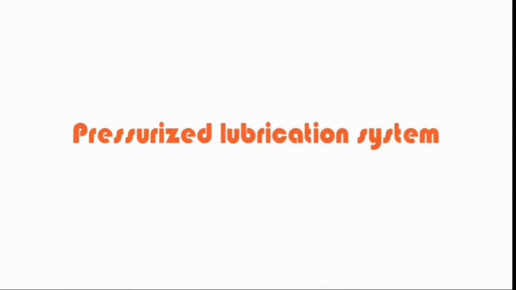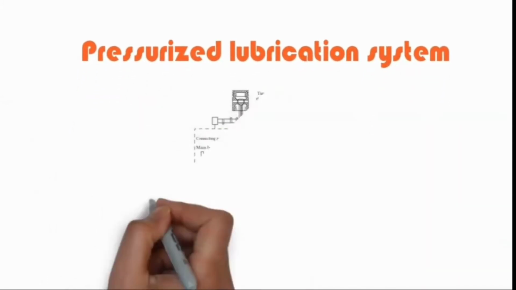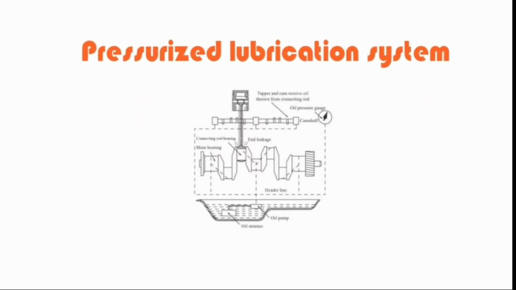Pressurized lubrication system. In the pressurized lubrication system, the lubricating oil is supplied by a pump, under pressure, to all parts requiring lubrication, as shown in the figure. The oil under pressure is supplied to the main bearings of the crankshaft and camshaft. Holes drilled through the main crankshaft bearing journals communicate oil to the big end bearing and small end bearings through the holes drilled in the connecting rod.